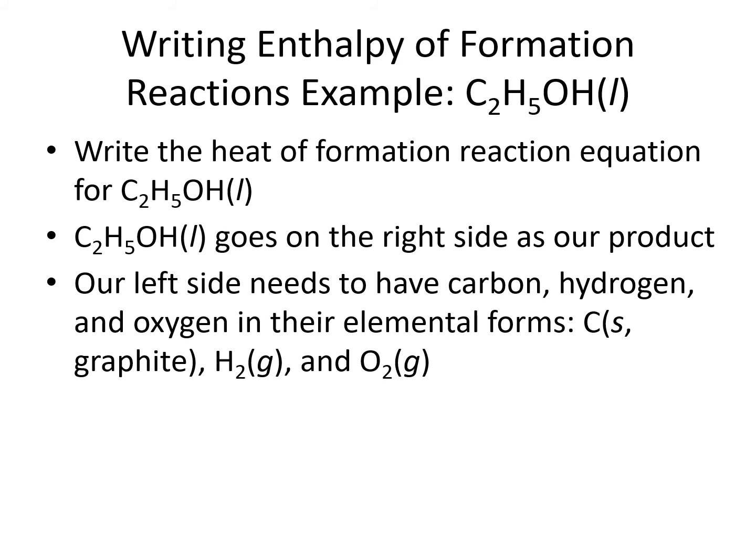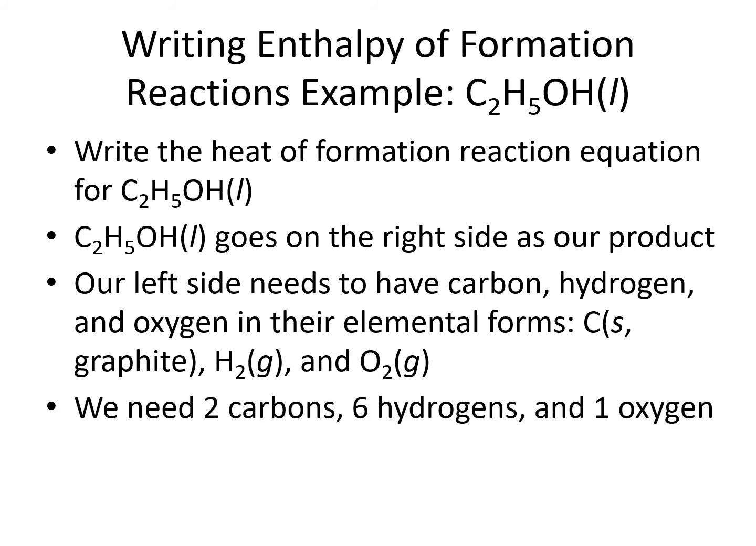So carbon is going to be solid, graphite, hydrogen is going to be found as H2 gas, and oxygen is going to be found as O2 gas. As you do these types of problems, you're going to get a sense for what are the elemental forms that each of these elements come in. We also need to make sure that our equation is balanced. So on our right side, we have 2 carbons, 6 hydrogens, and 1 oxygen. So on our left side, we're also going to need to have a total of 2 carbons, 6 hydrogens, and 1 oxygen.